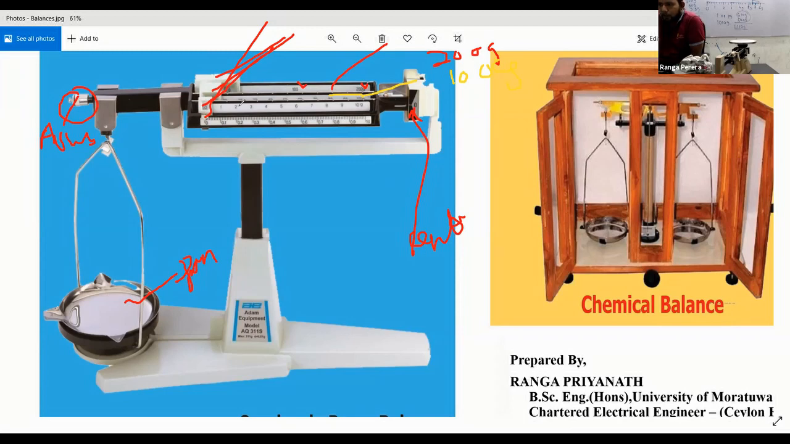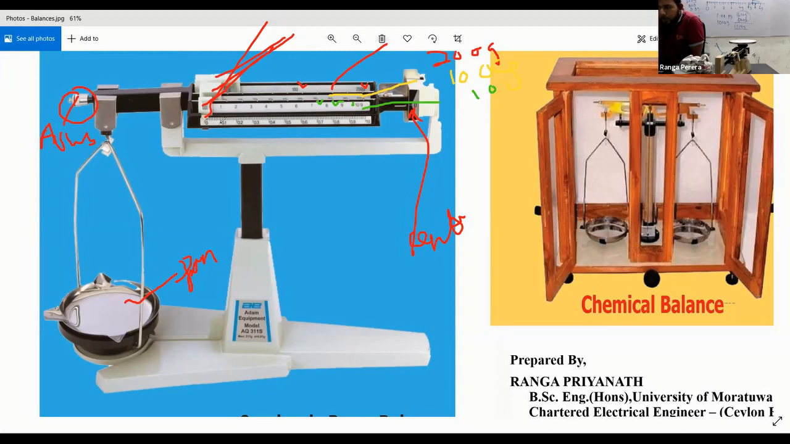The third one is there. 1 gram, 2 gram, 3 gram, 4 gram, 5, up to 10 gram. We have a notch again, everywhere we have a notch. Discrete values, 1 gram, 2 gram. In between, you are not divided. Here, the maximum is 10 gram. In this particular case, 1 gram is the maximum.